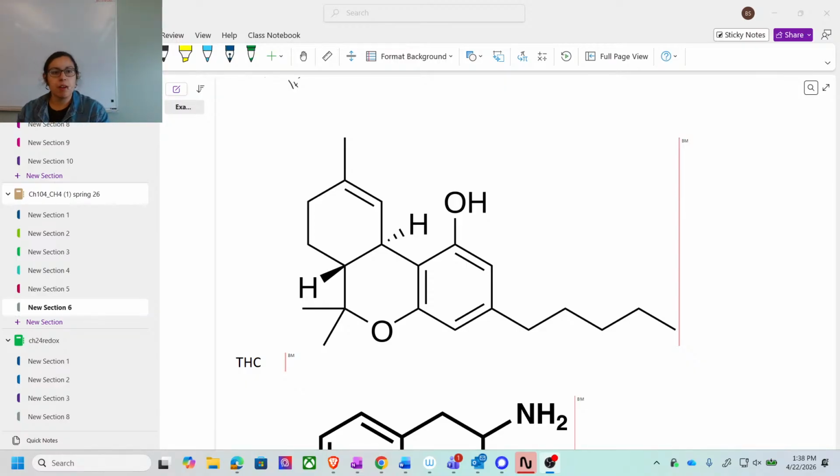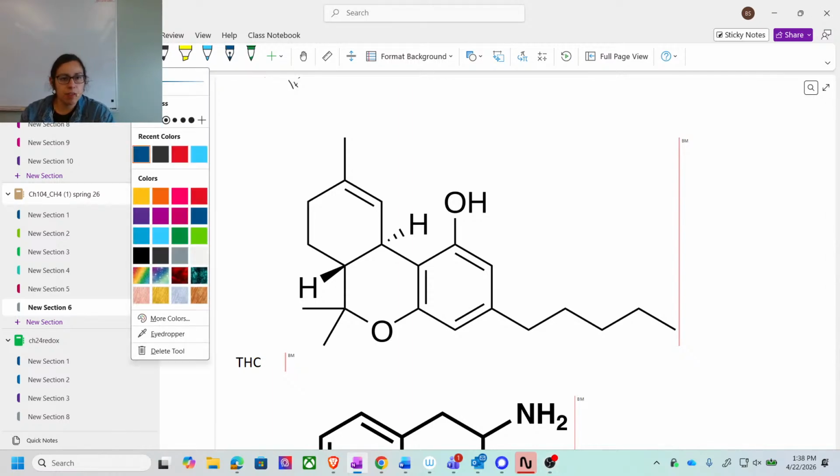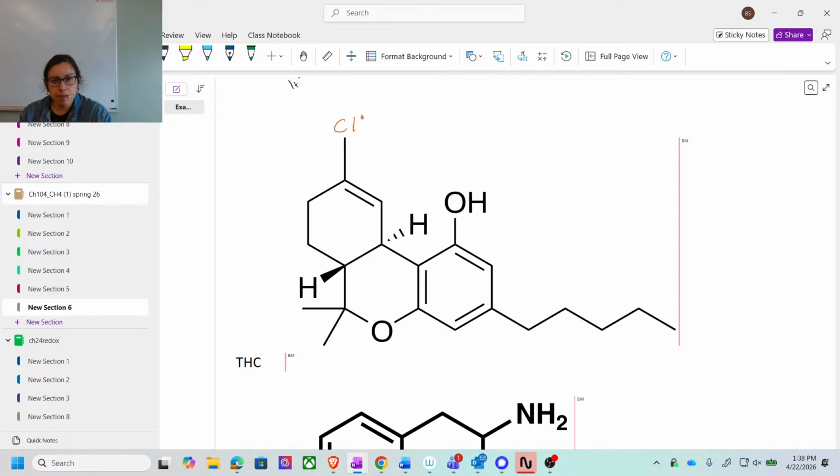So keep working on it. I'll just start sketching out where everything goes. Then of course double check me. And then notice they did show this hydrogen explicitly, and that's just because they're trying to show stereochemistry.